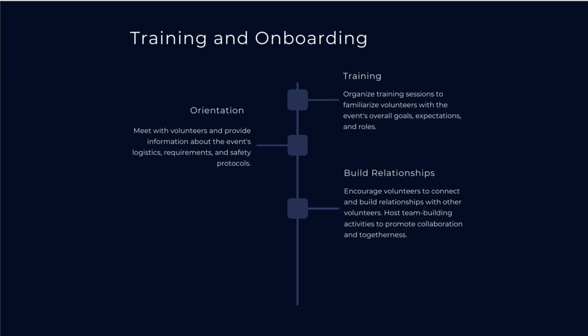Training and onboarding. Training. Organize training sessions to familiarize volunteers with the event's overall goals, expectations, and roles. Orientation. Meet with volunteers and provide information about the event's logistics, requirements, and safety protocols. Build relationships. Encourage volunteers to connect and build relationships with other volunteers. Host team building activities to promote collaboration and togetherness.